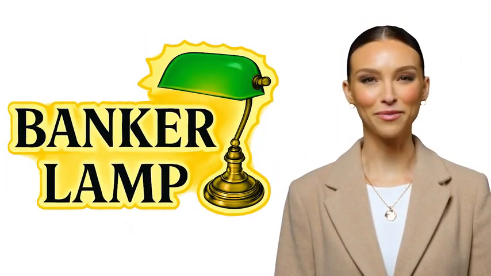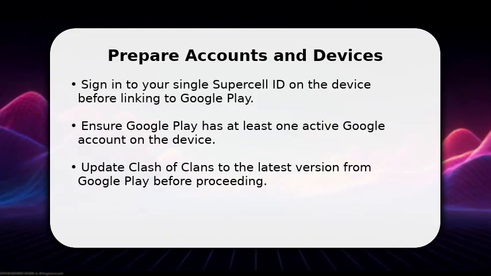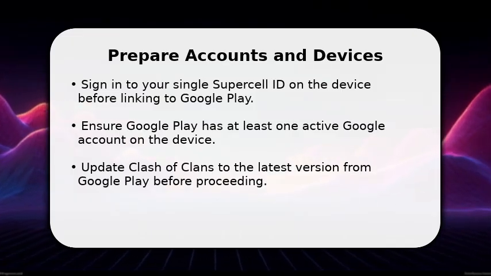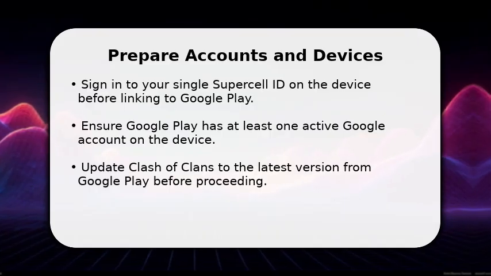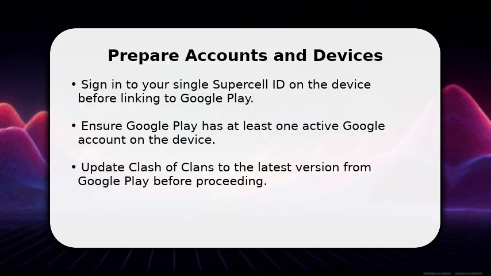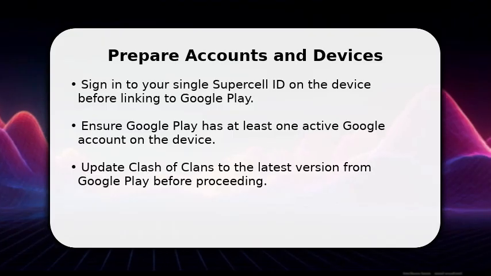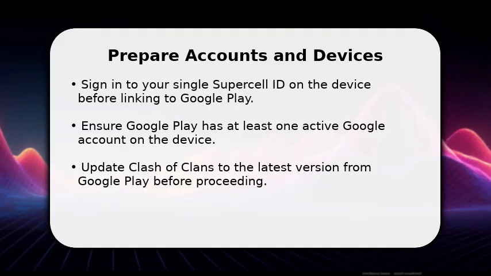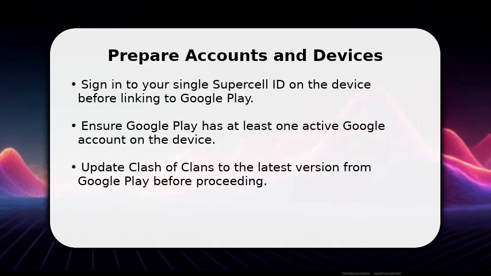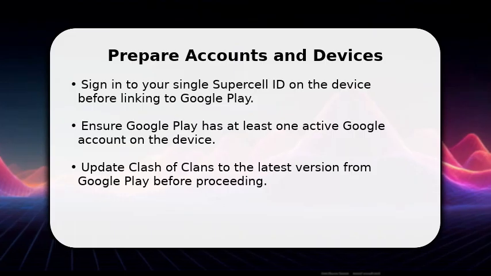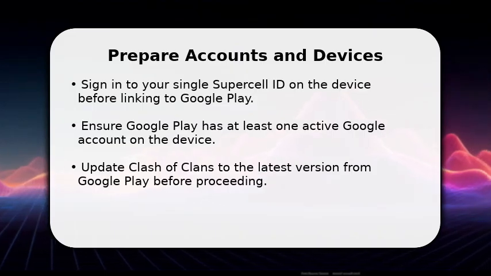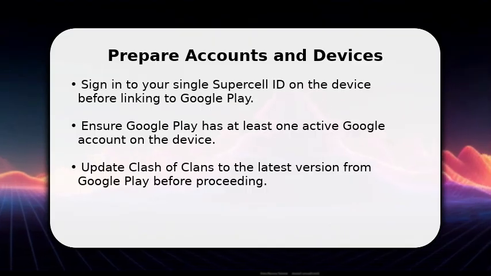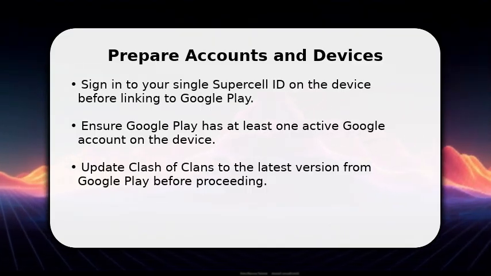Please enjoy the video. Start by preparing your accounts and your device for linking. Sign in to your single Supercell ID on the device before attempting to connect. Make sure Google Play has at least one active Google account signed in and ready. Update Clash of Clans to the latest version available on Google Play. Check that you are on the device you want to permanently link. Verify stable Wi-Fi or cellular connection to avoid interruptions during the process.